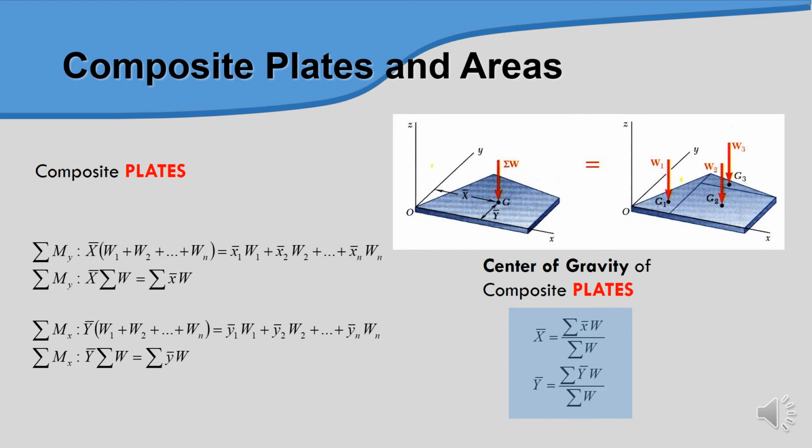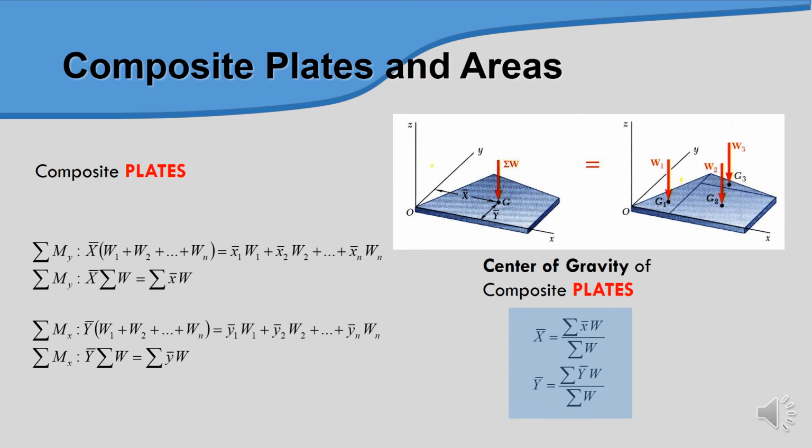So we proceed to the composite plates. Basically the same explanation as previously, using a concentrated or distributed weight. We represent the concentrated weight as W, and previously we had delta W for the distributed weight, acting as a whole body by using a concentrated weight W.